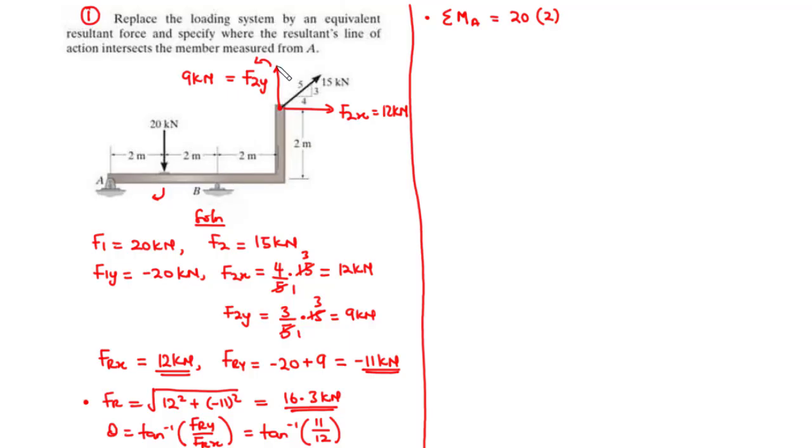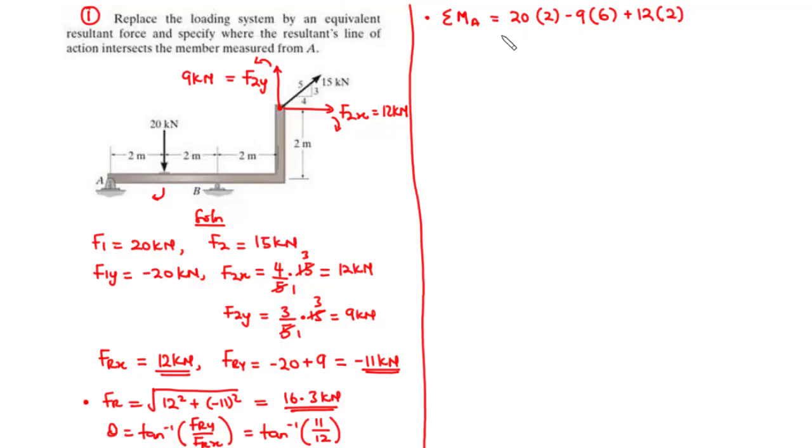Therefore, since it is moving in the anticlockwise direction, it becomes negative. So negative 9 times perpendicular distance 6 meters. Also for F2x, we have this to be the perpendicular distance away from the line of action of A. So we are going to move in the clockwise direction, and that it becomes positive. So we have 12 times perpendicular distance 2 meters.